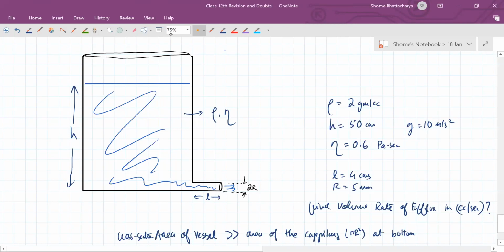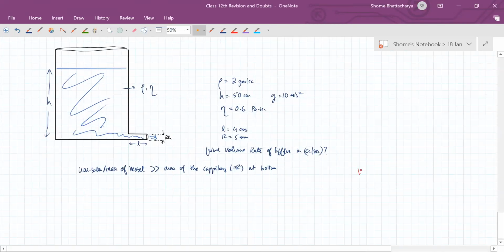So I'll just give you a hint in case some of you don't remember the formula. The viscous resistance of a cylindrical capillary is given by the formula 8 eta L upon pi r to the power 4. And this is what you have to use, the viscous resistance concept and Poisson's equation.